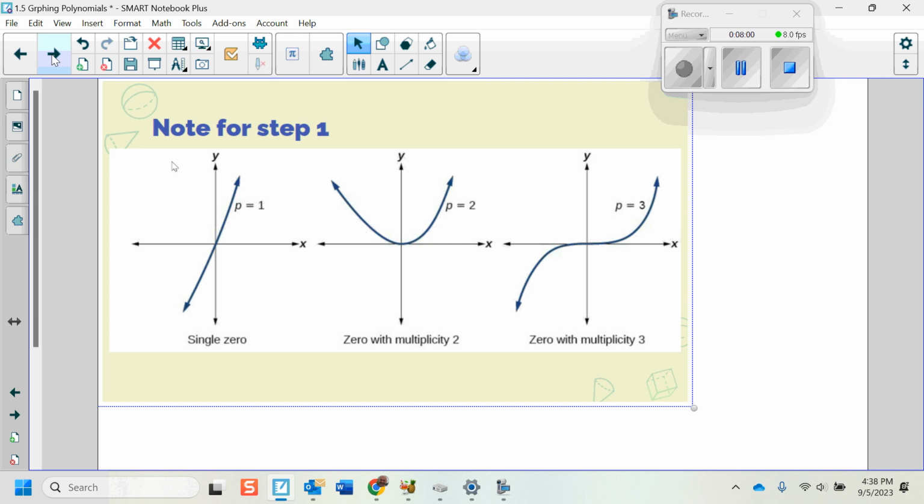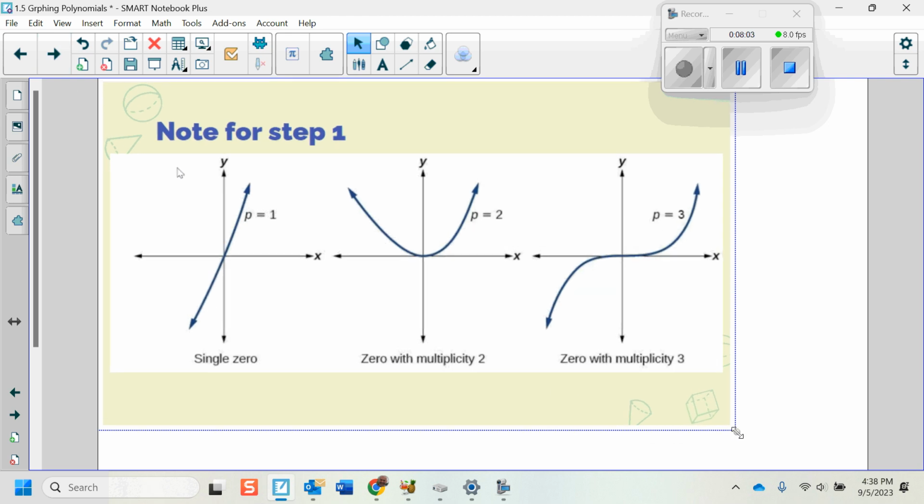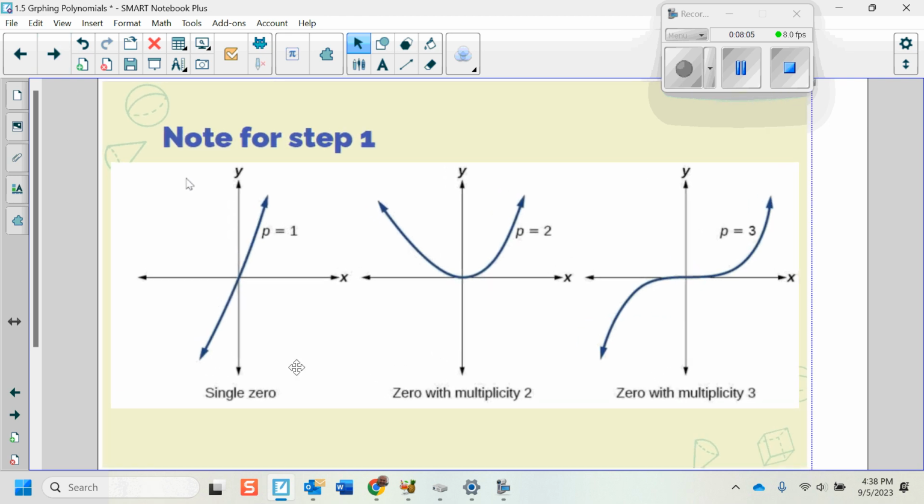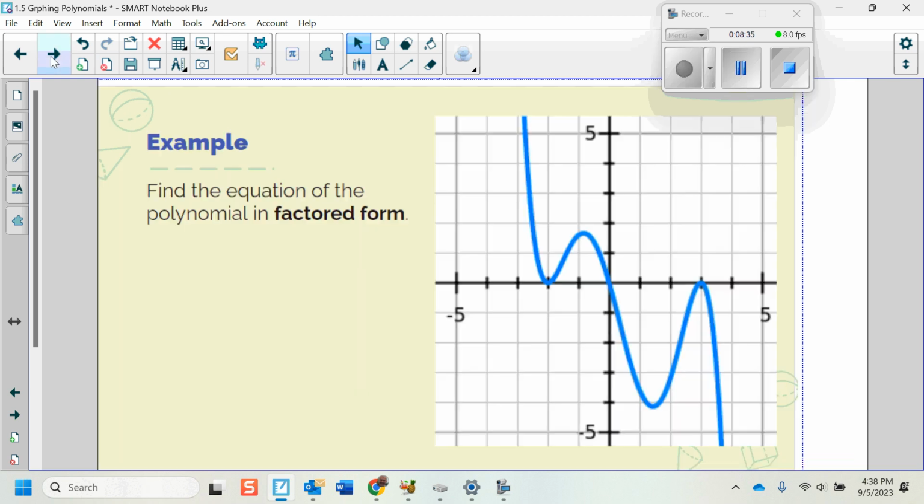When I do this, keep in mind the multiplicities. I can tell how they cross or touch the x-axis. If they pass through it, the multiplicity is 1. If the multiplicity is 2, it's going to touch it and bounce off it. It could bounce off from the top like this one is, or from the bottom. But if it bounces off the x-axis, it's got a multiplicity of 2. It's definitely even. And then 0 with a multiplicity of 3 would sort of snake through. That's as simple as we're going to get, and that's how we're going to address this.